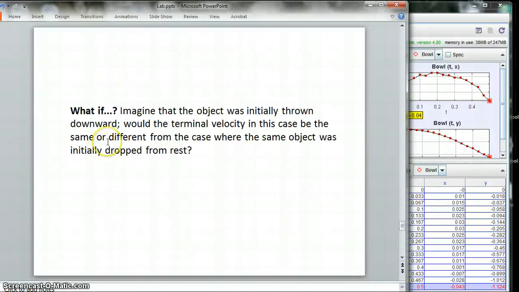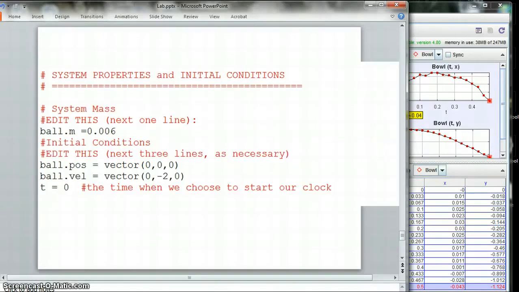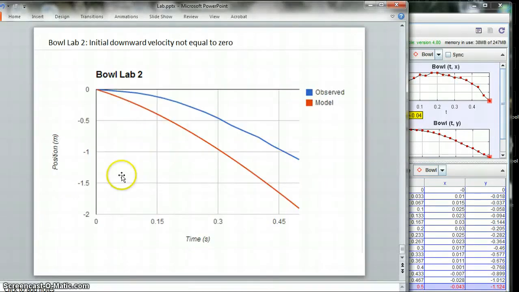Also, what if, imagine the object was initially thrown down, would the terminal velocity be different? Well, the terminal velocity of the object with the drag force would be the same eventually, but it would reach it faster. So to show this, I added in an initial velocity, ran the graph, and you can see that the model predicts that the object, if thrown down, would go down faster and reach the terminal velocity quicker than if it was just dropped. Thank you.